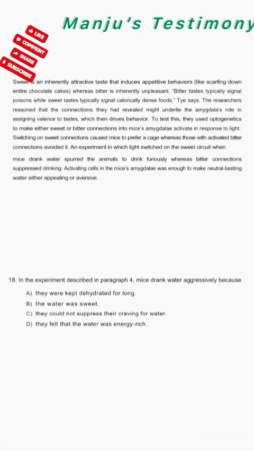Okay, so the first option, they were kept dehydrated for a long time, is not mentioned in the paragraph, so we can eliminate this. The water was sweet. Was the water sweet? Actually no, they just activated the light connected to the sweet area in the mice brain. So the water was not sweet or bitter, the water was actually neutral, so that option can also be eliminated. Then option C is they could not suppress their craving for water.